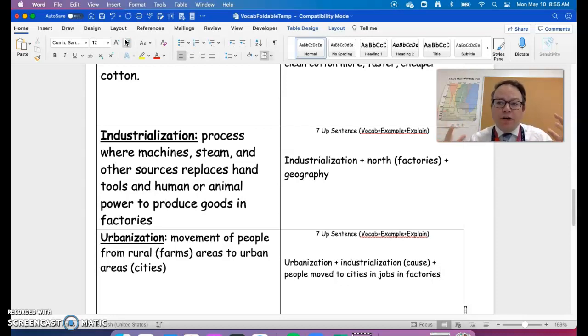People from the rural areas, those plantations and bigger farms, where industrialization is happening, can't afford to buy that big equipment. They can move to the cities and find a job there as well.